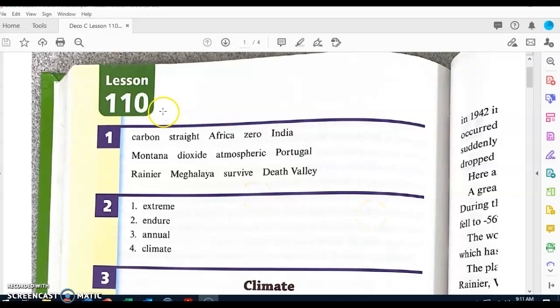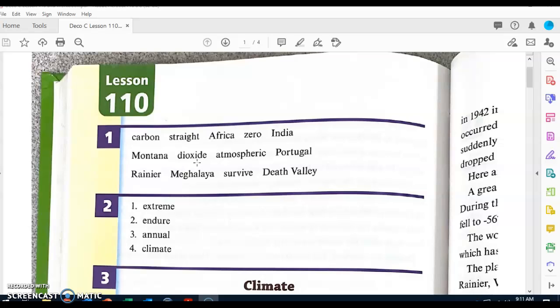Today we're going to work on lesson 110. Let's go ahead and look at part 1. Touch the first word in part 1. What word? Carbon. Next word. What word? Straight. Next word. What word? Africa. Next word. What word? Zero. Next word. What word? India. Next word. What word? Montana.